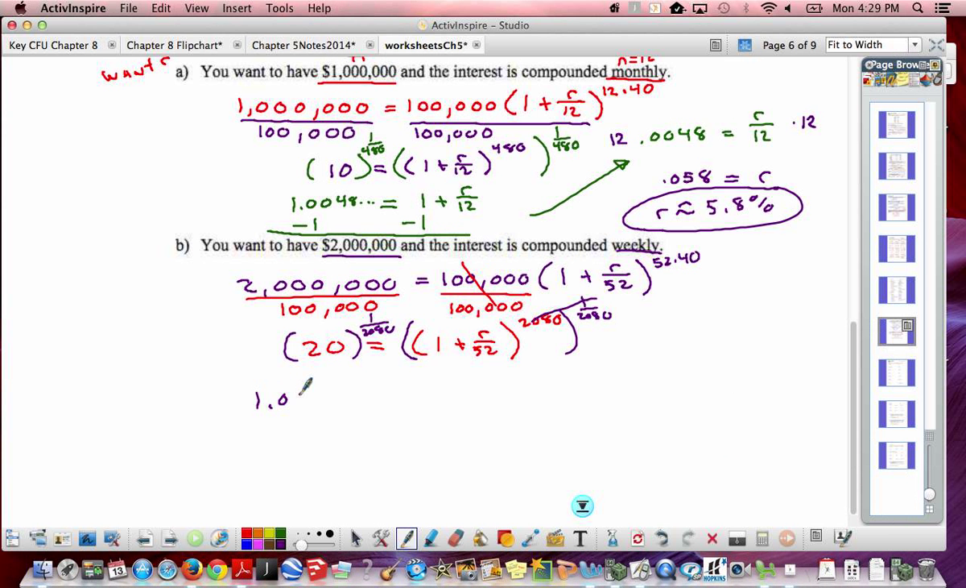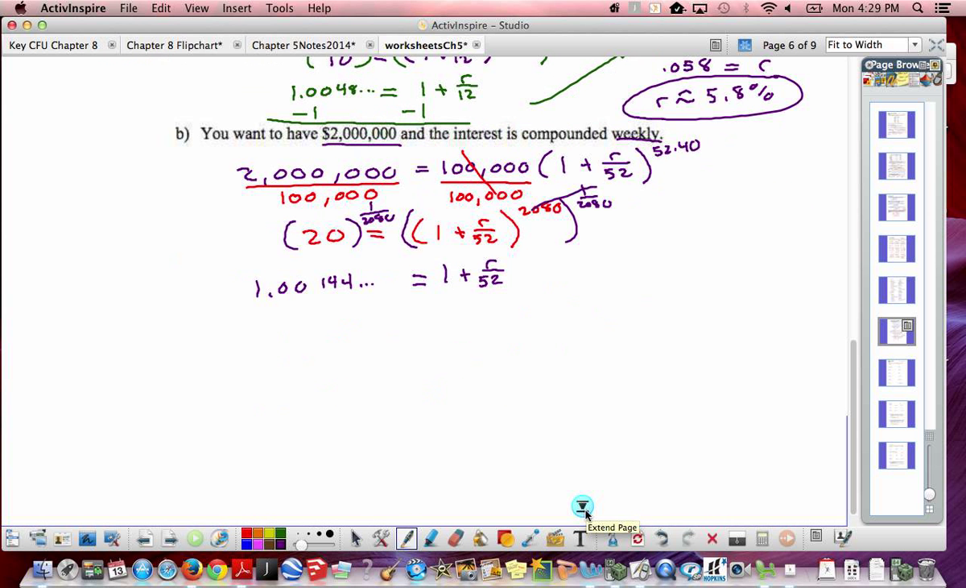We're going to get another number that's pretty darn small. 1.00144 equals 1 plus r over 52. So now I'm going to continue to solve this. Subtract the 1, which you can also do in your calculator. 0.00144 equals r over 52. Then I'm going to multiply both sides by 52, and I'll have my r value.